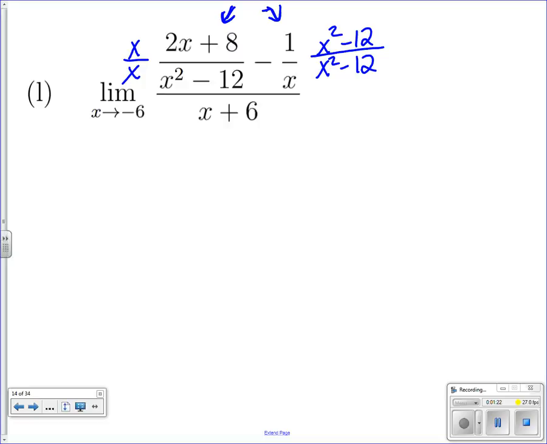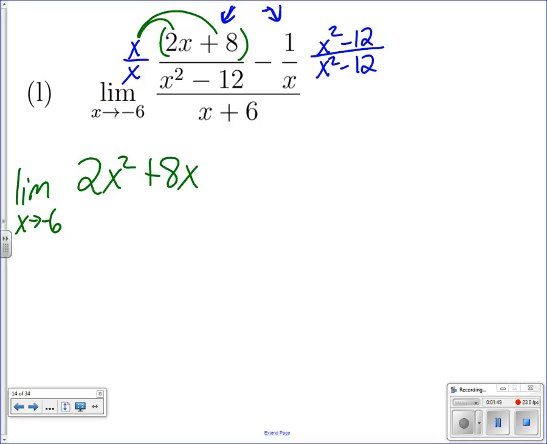I know I've stressed that a lot in a lot of my classes, so definitely make sure you're pretty comfortable with that FOO. Now, let's go ahead and distribute the top. So we have x times 2x gives us 2x squared. Still have the limit as x approaches -6 of 2x squared plus 8 times x, so just 8x. On the bottom, I usually like to just leave it, so we have x times that x squared minus 12.